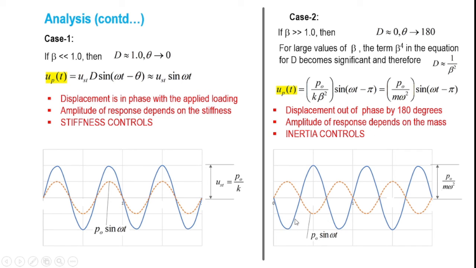So to get an interesting visualization, I have made a plot of the system response as well as the applied load on the same graph. As you can see, the response is lagging behind the applied force by 180 degrees, and the amplitude of the response in this case is given by P0 by m into omega square. It means that we considered two cases, beta very much less than 1 and beta very much higher than 1, and finally we have only one more case to consider, that is what happens at beta equal to 1, that is the frequency ratio equal to 1.